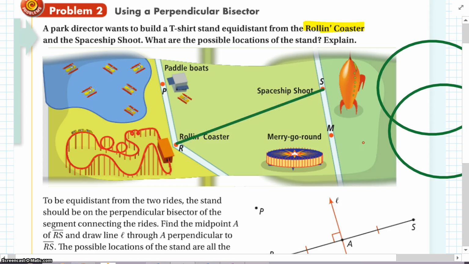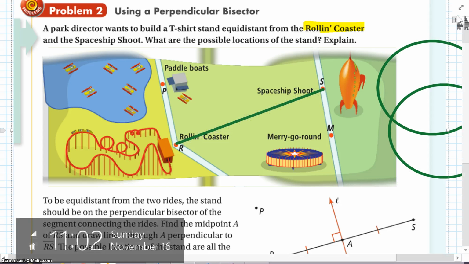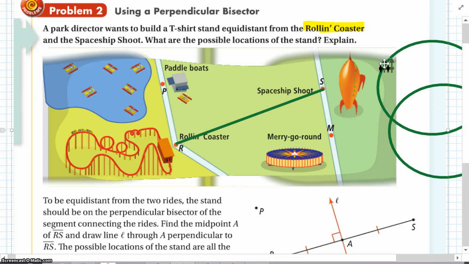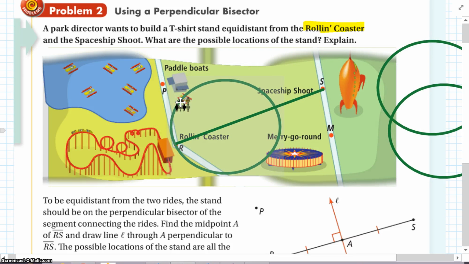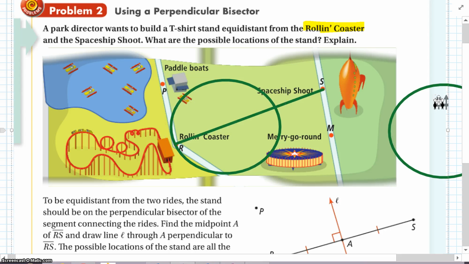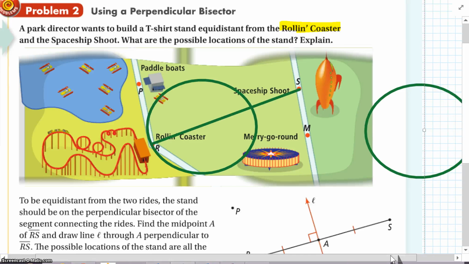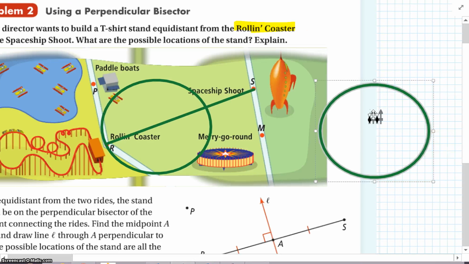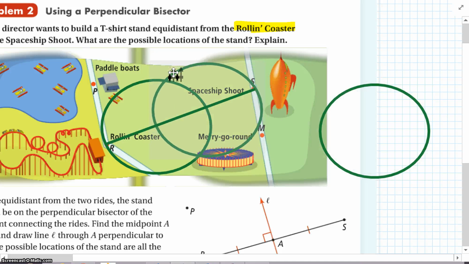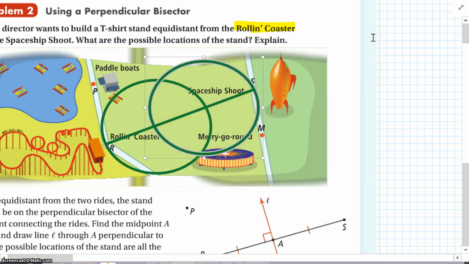to the shooter. All right, the next thing we're going to do is we're going to use our compass, and I've already got some circles drawn. We're going to draw a circle around the roller coaster, and we're going to draw one around the spaceship chute, if we can get that. There we go. And once I do that, I'm going to be able to find a perpendicular bisector.